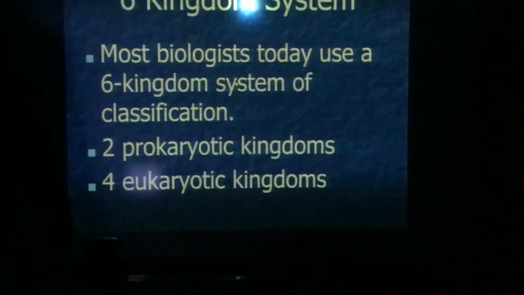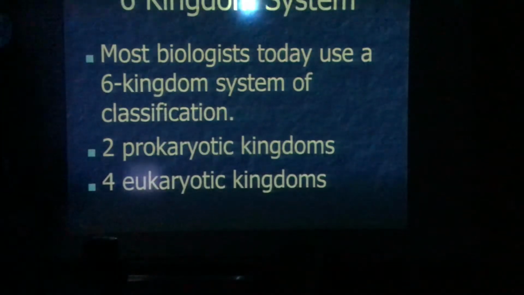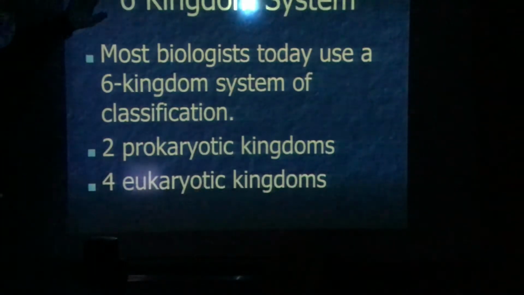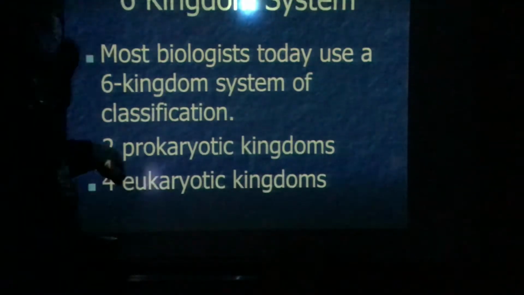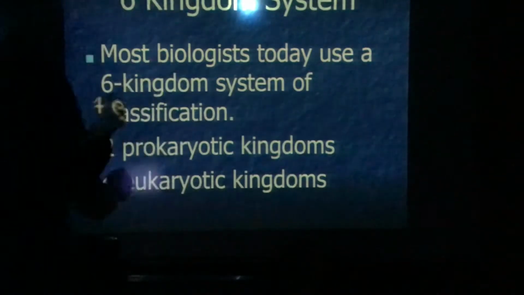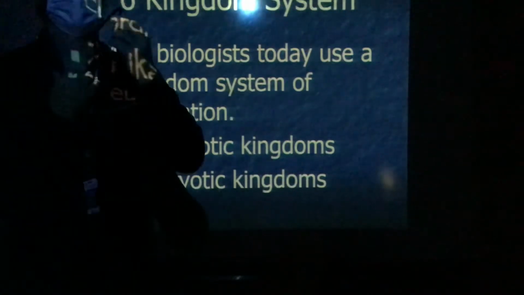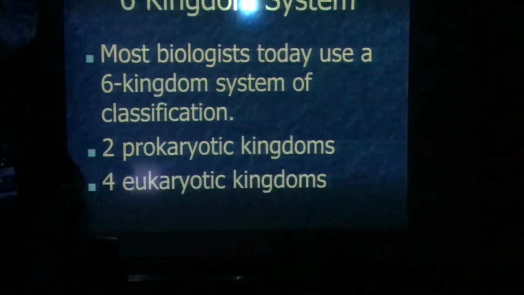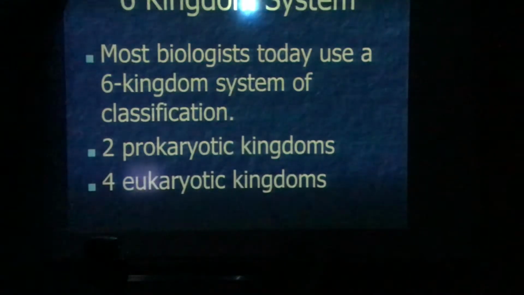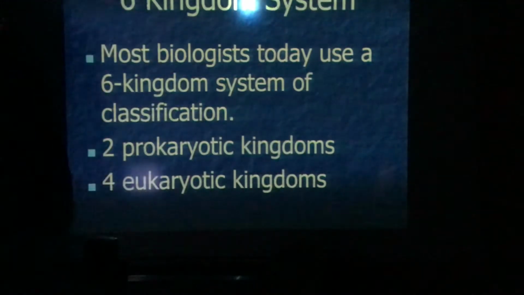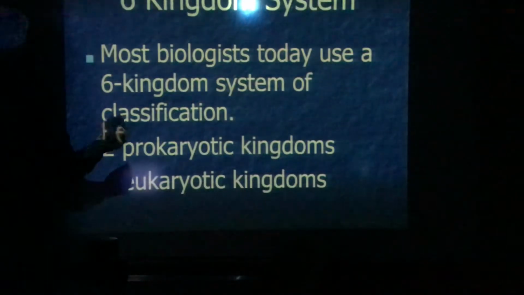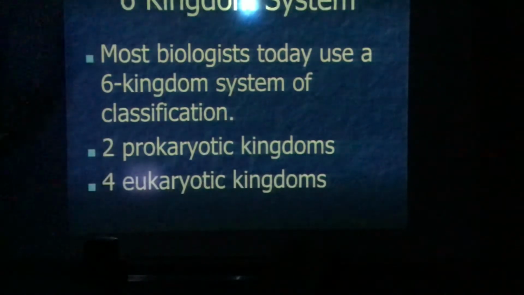Now we call it a six-kingdom system. Most biologists use a six-kingdom system of classification: two prokaryotic kingdoms and four eukaryotic. Sometimes, very rarely, you may hear an old school professor at your next level of education, who's been around a while, refer to a five-kingdom system because they're accustomed to that. Or you may come across an older edition of a textbook that might refer to it.